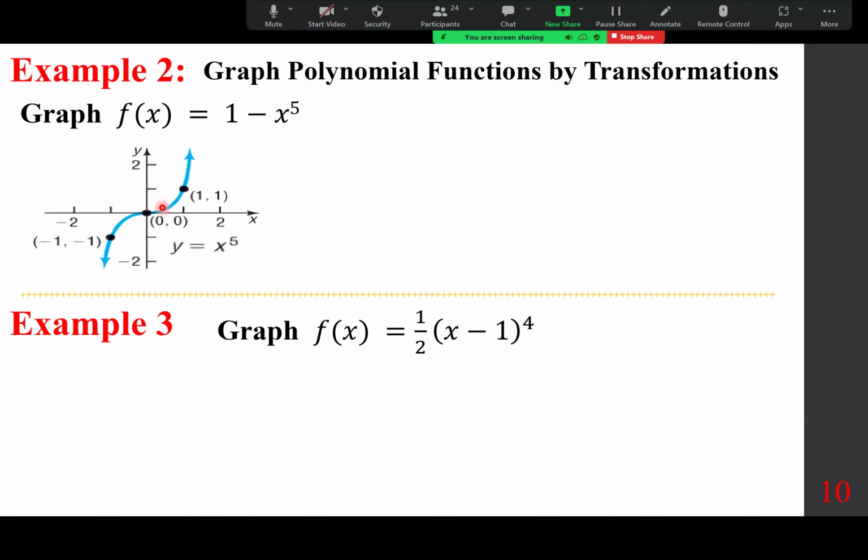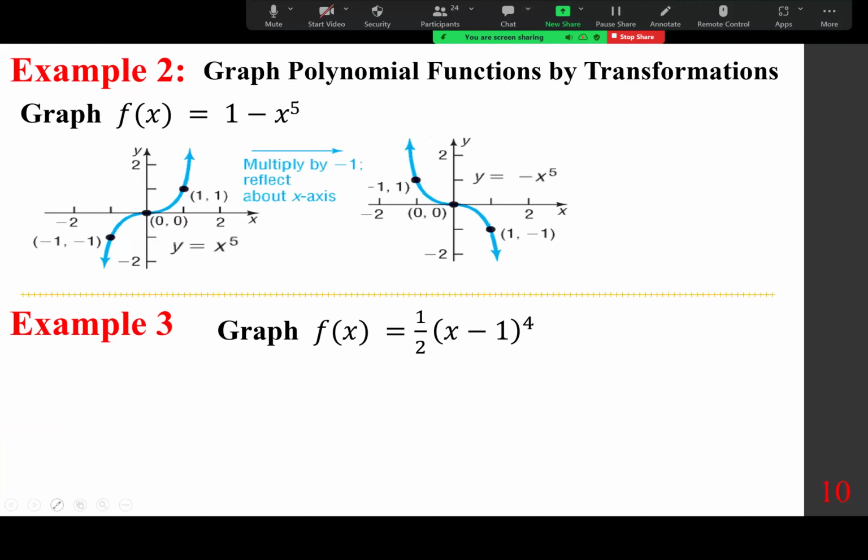When you put the negative here, it will reflect with respect to the y-axis. However, since this is an odd function, whether you flip it over with respect to the y or x, they look the same. Let me explain that one. I want to make sure everybody understands what's going on here. First, let me show you this one.